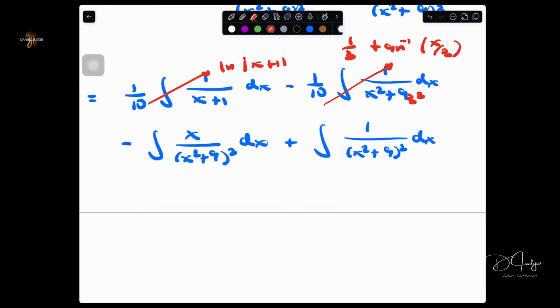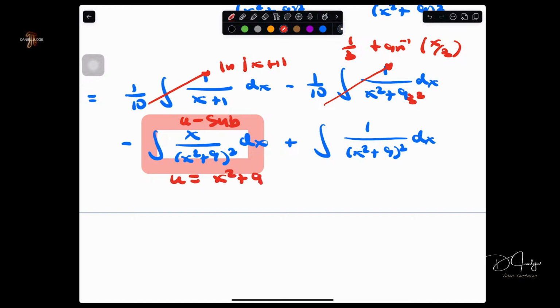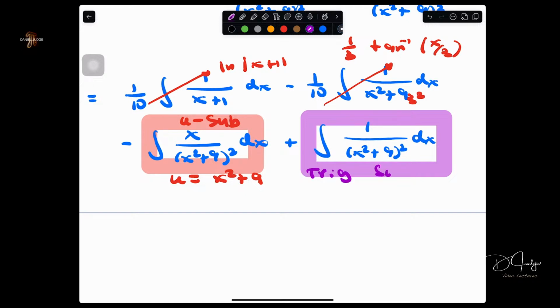Over here, you have to use u-sub, where u will be x squared plus 9. And then over here again, like before, it's a quadratic integral. Here we have to use trig sub. I believe x will be 3 tangent theta.